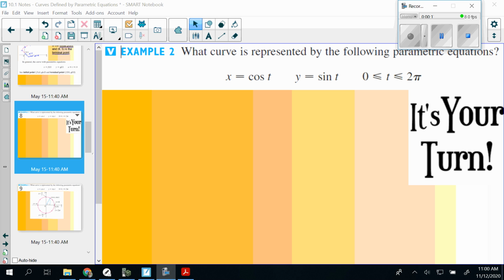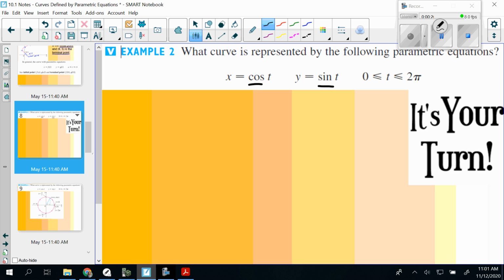Well, let's see if we can come up with the Cartesian equation. For this one, we won't be able to substitute. But if you look at what these are, cosine and sine, I know a trig identity that involves both cosine and sine. We know that cosine squared, and I'm going to use t here since we're using t, plus sine squared is equal to 1.